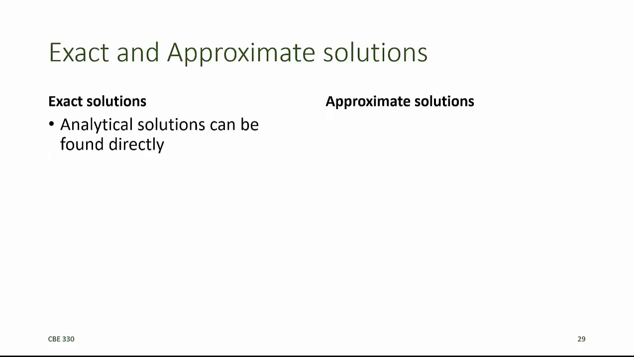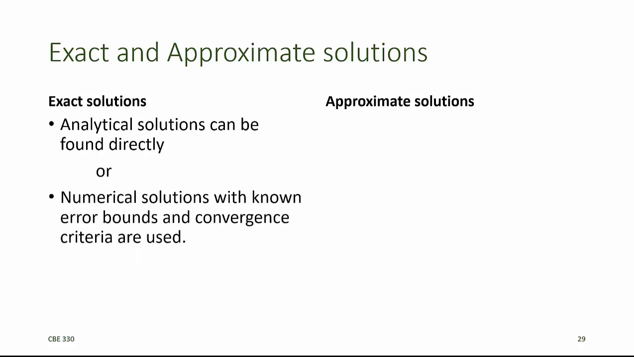Exact solutions are found when we have an analytical solution that can be found directly to a model, or when we have a numerical solution that has a known error bound and convergence criteria. If we have a known error bound and convergence criteria, then we can say that we know the solution of the model to within certain tolerance.